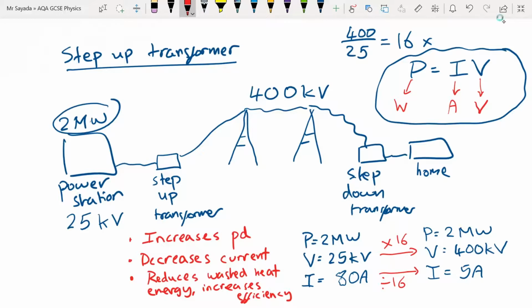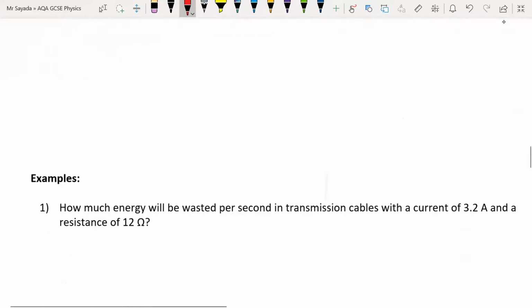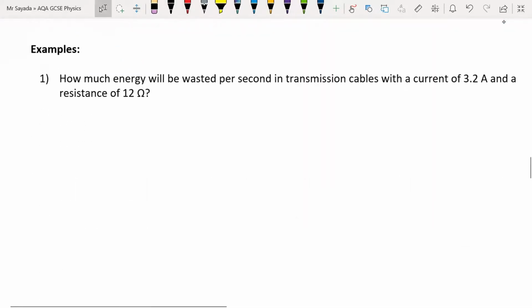I recommend, if that all seemed quite a lot in a very short amount of time, rewind the video, watch it again, and then we're going to do a couple of examples. Here's our first example. Pause the video and have a go. Press play once you're ready.